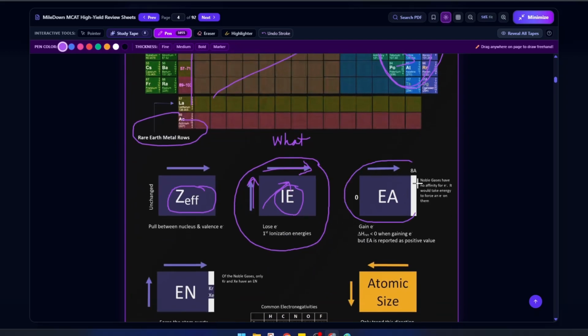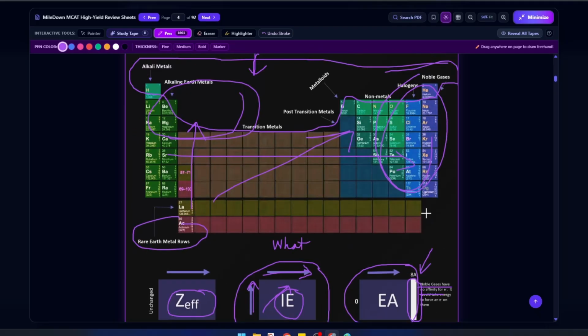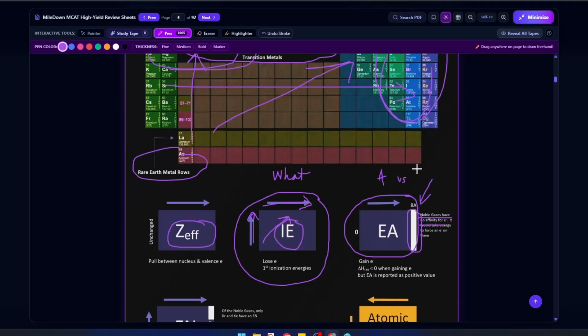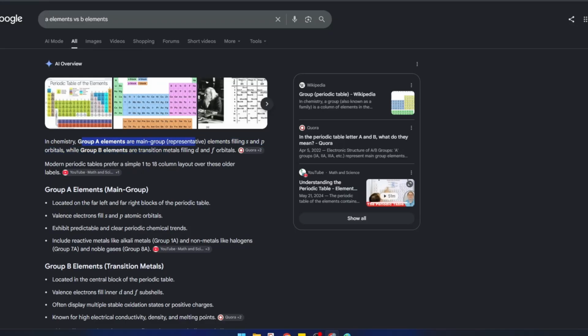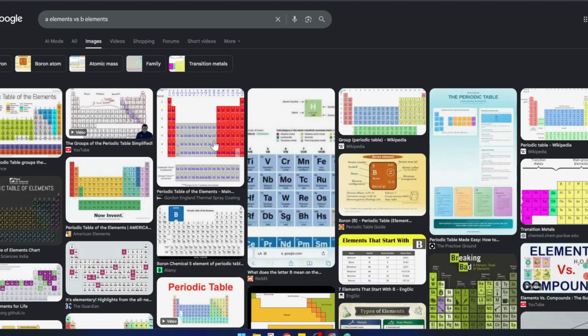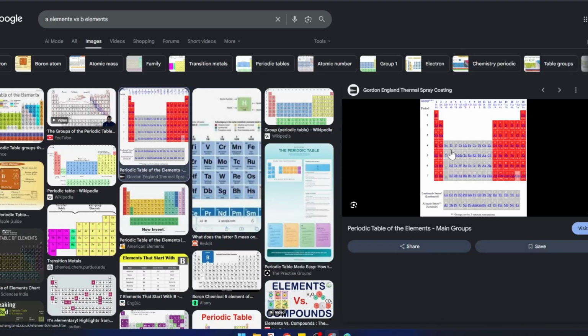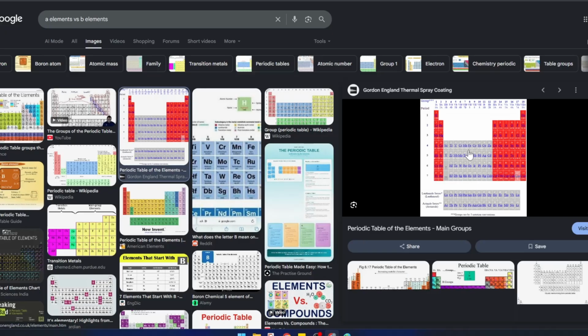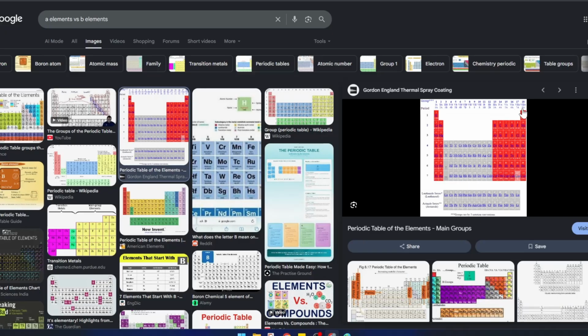And then electron affinity, or EA. So noble gases have no affinity for an electron. So that's why it's in white over here. That's why it says 8A. If you don't know what A elements versus B elements are, you would need to know that as well. So A elements are main group representative elements filling s and p orbitals, while group B elements are filling d and f. So again, A is in red in this diagram at least, and then B elements are in gray in this diagram. So when they say 8A, it just refers to the noble gases.